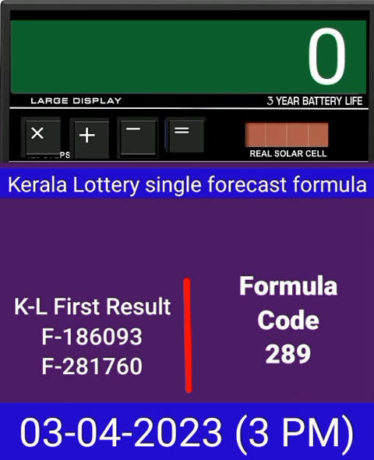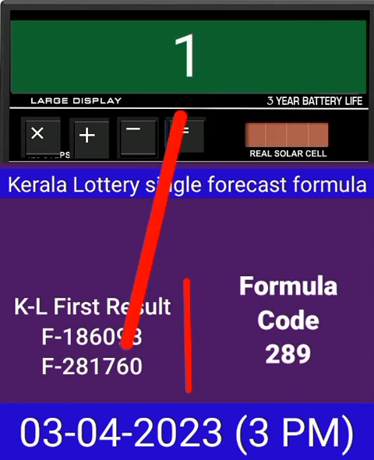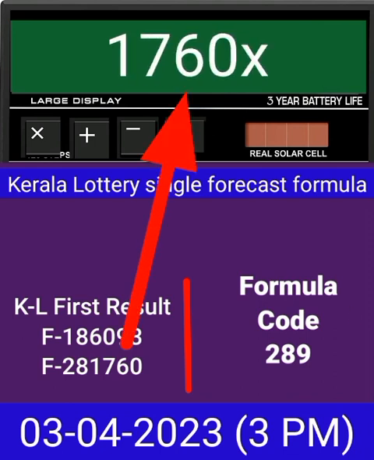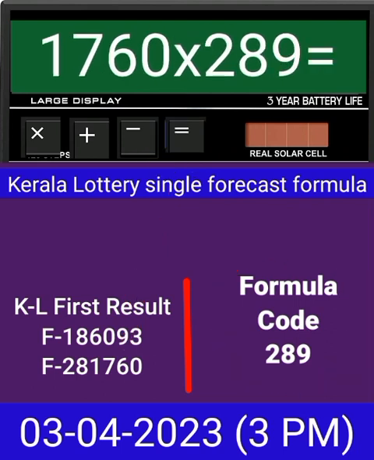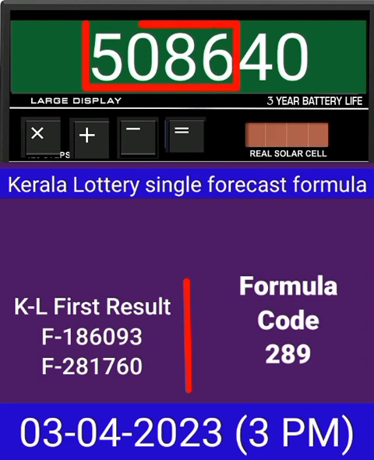Now zero the calculator. Put next draw number on calculator and multiply by this same formula code and just equal. After equal you can check this single 4-digit is becoming into same place for next draw of Kerala Lottery 3 p.m.